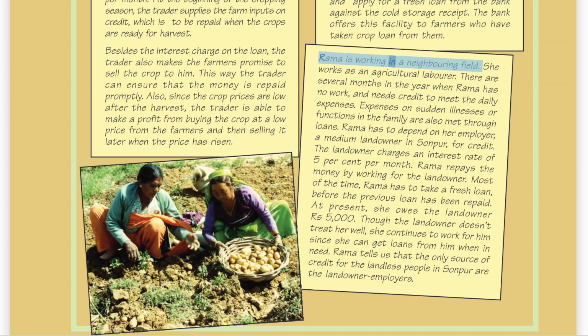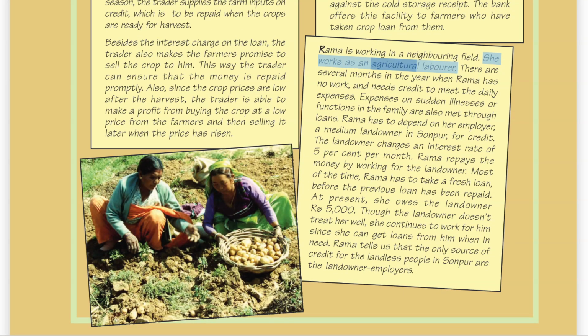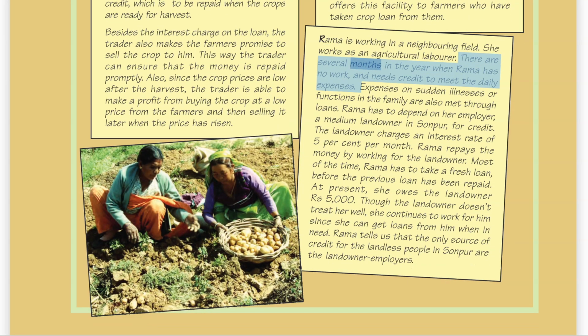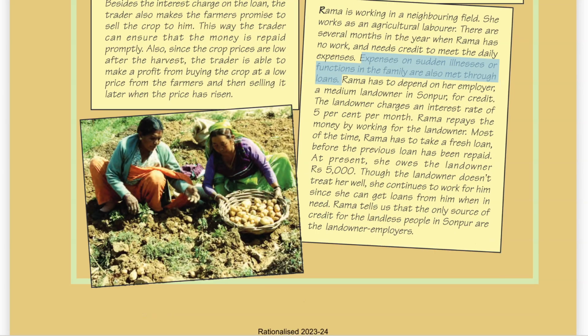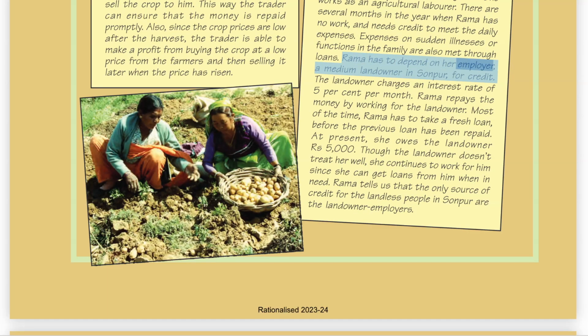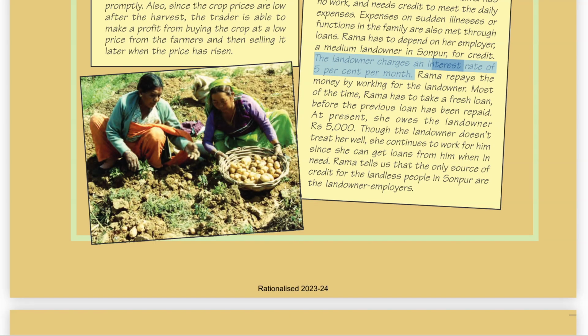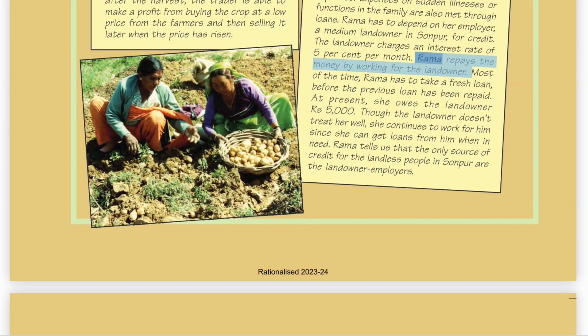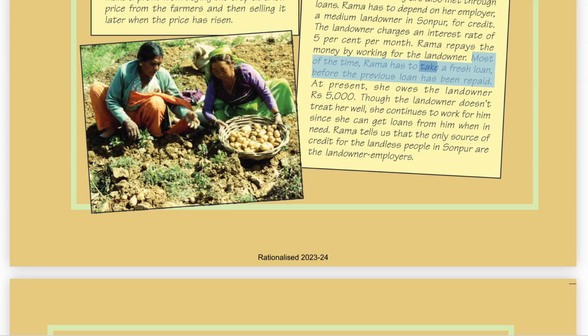Rama is working in a neighboring field. She works as an agricultural laborer. There are several months in the year when Rama has no work and needs credit to meet the daily expenses. Expenses on sudden illnesses or functions in the family are also met through loans. Rama has to depend on her employer, a medium landowner in Sampur, for credit. The landowner charges an interest rate of 5% per month. Rama repays the money by working for the landowner. Most of the time, Rama has to take a fresh loan before the previous loan has been repaid.